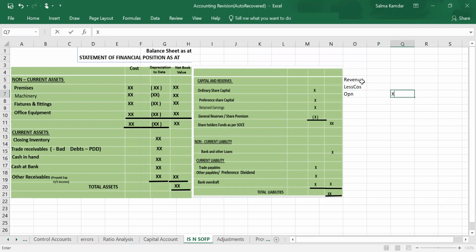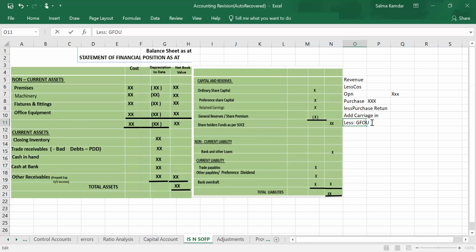Which column will you write it in? Opening inventory, you will write in the second column. Plus purchases, and all the adjustments related to purchases happen in the first column. What are the adjustments related to purchases? Minus purchase return, then add carriage inwards, and less goods for own use.